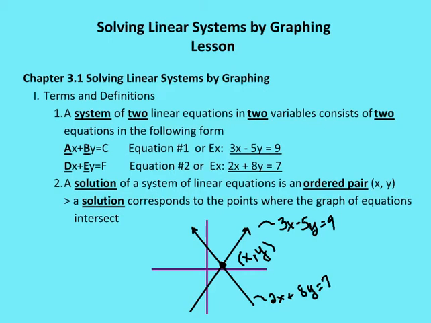All right, so a solution of the system graphically is just the intersection of the two lines. So if I were to graph the two lines, 3x minus 5y is equal to 9, and 2x plus 8y is equal to 7, it looks something like it does below. And then my solution is going to be the intersection of those two lines. So the intersection would be this point right here, and that's my solution. A solution corresponds to the points where the graphs of the equations intersect, and it's going to be an ordered pair, so it's going to be an xy solution.